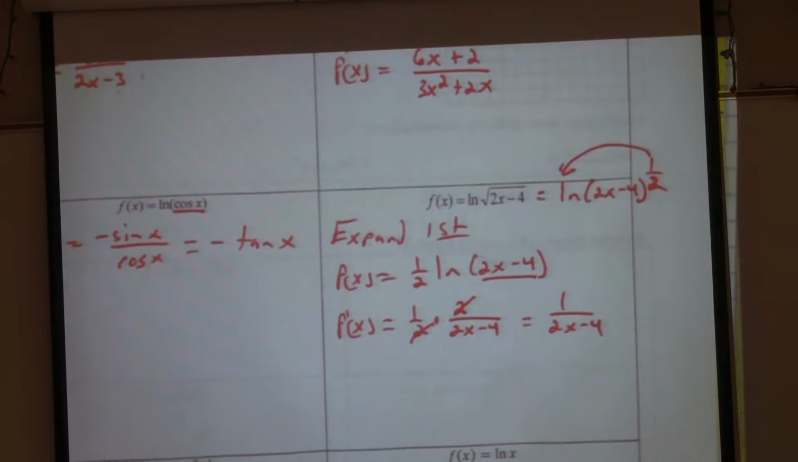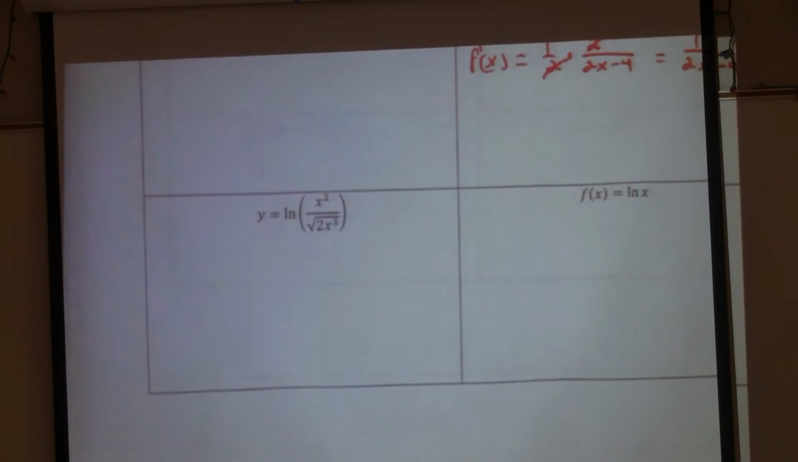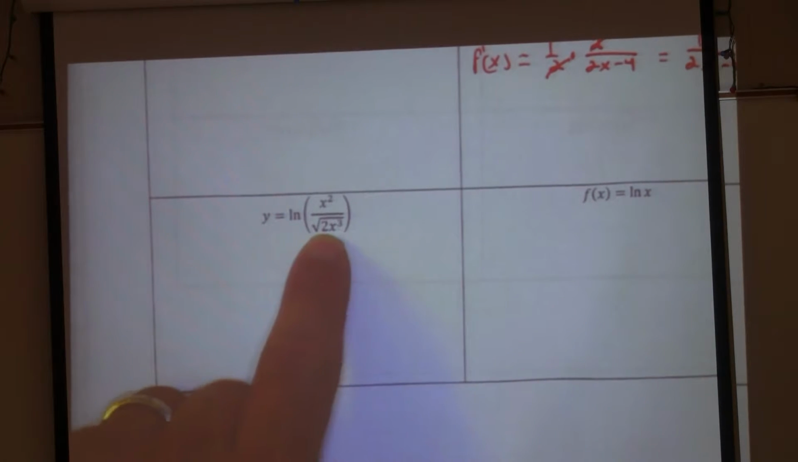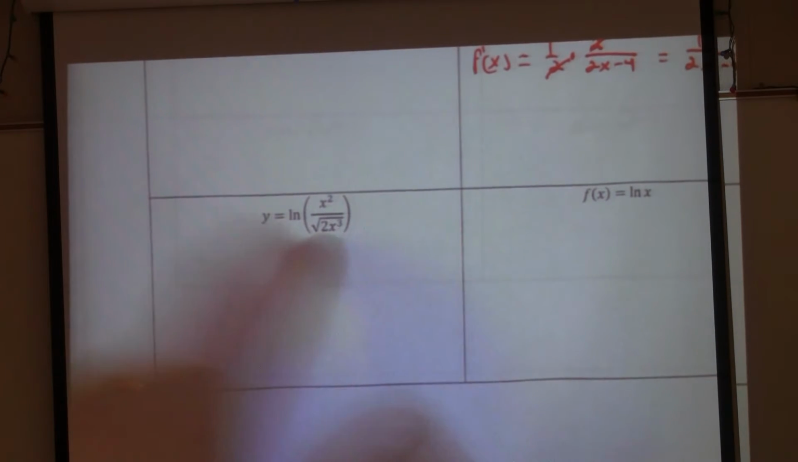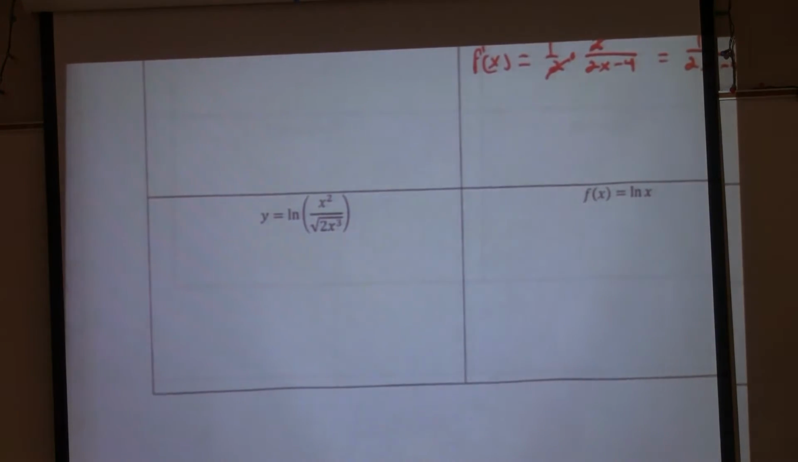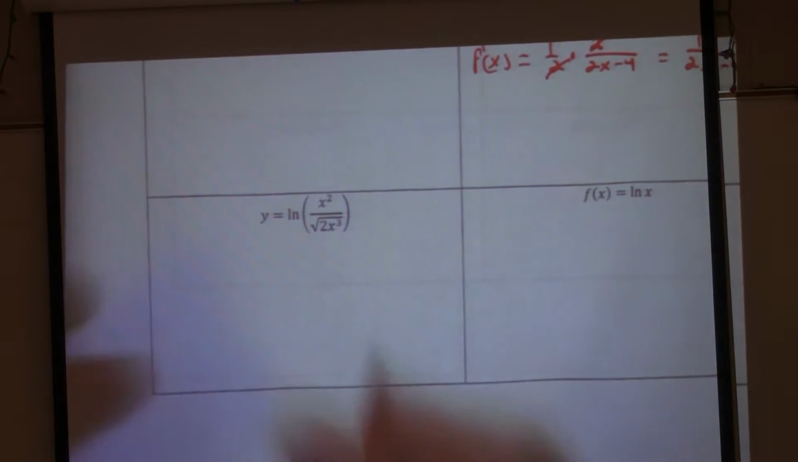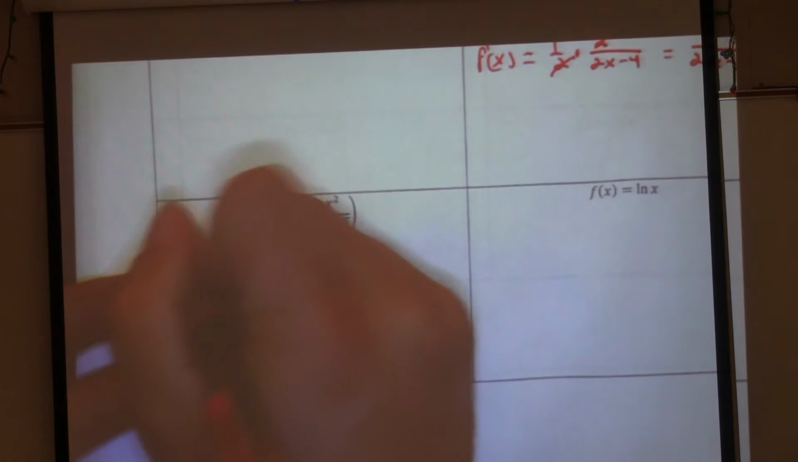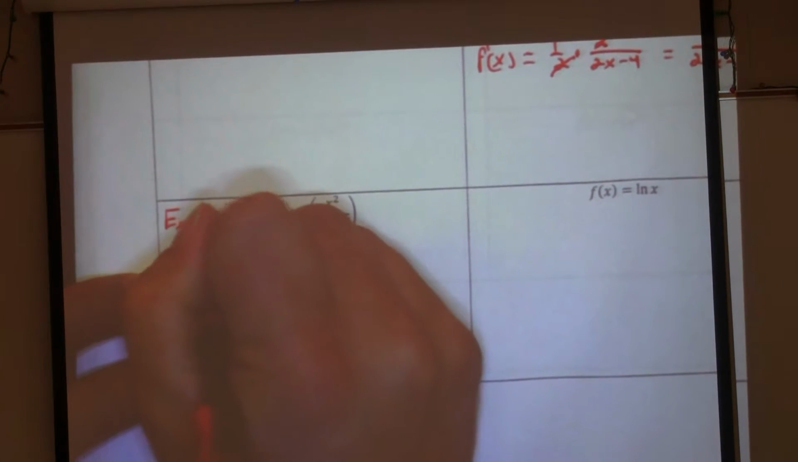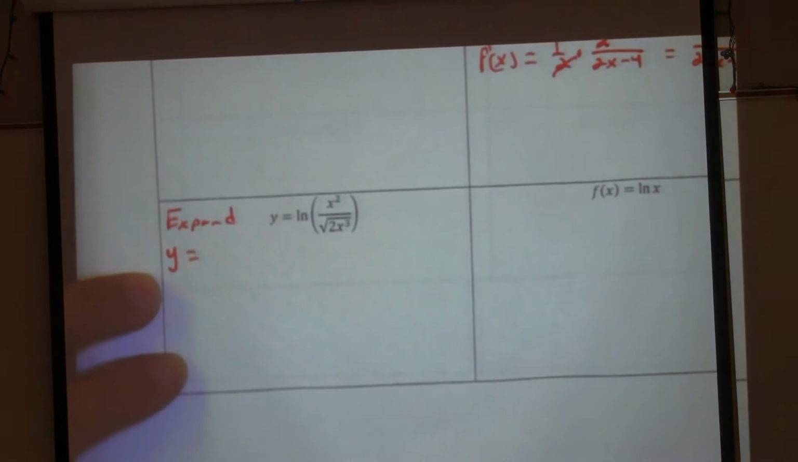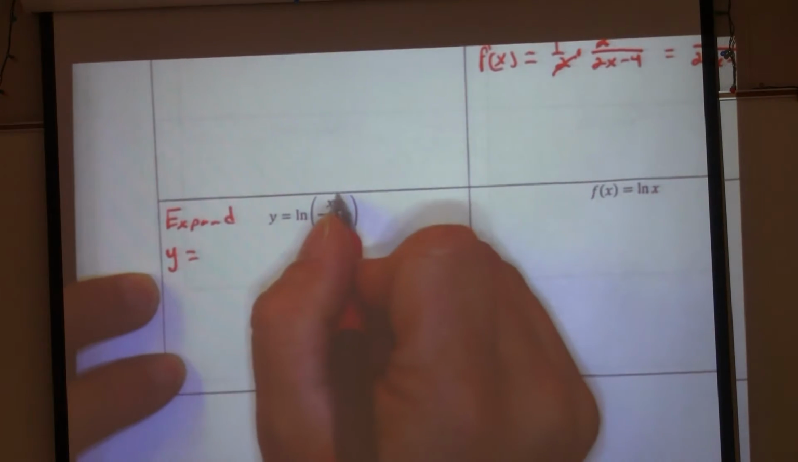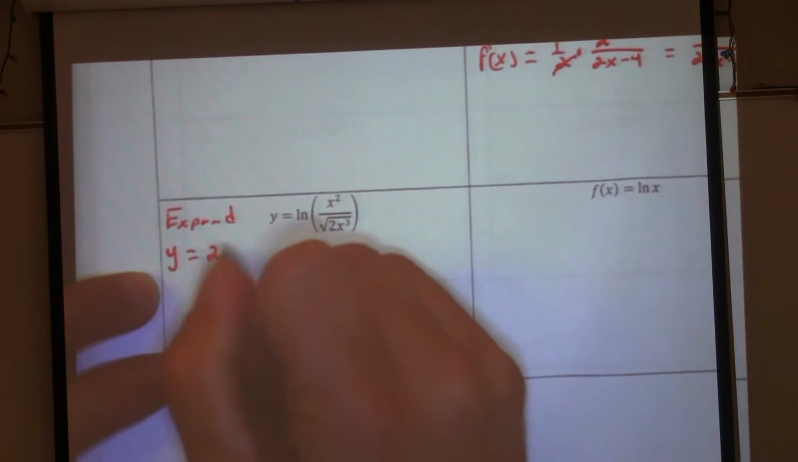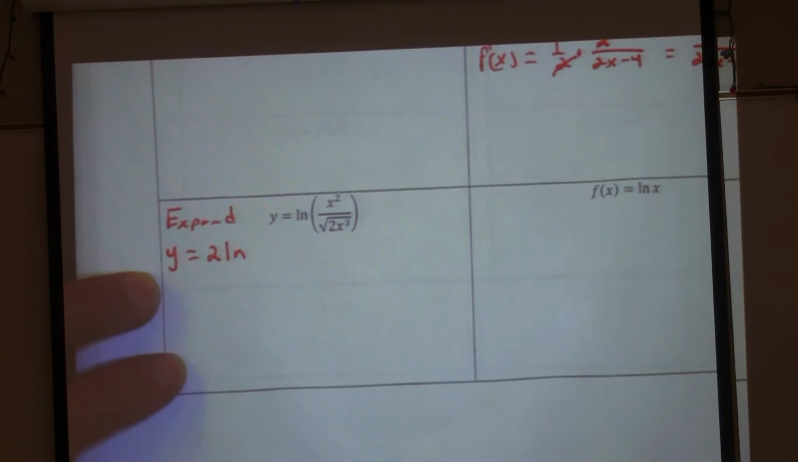Okay? Look at the next one. You want to get the derivative of that using the quotient rule? Or do you want to expand it and then work with it? Expand it, okay? So the divide will make it what? Subtraction. So let's expand it. What's going to happen with this 2? It's going to go to the front, right?